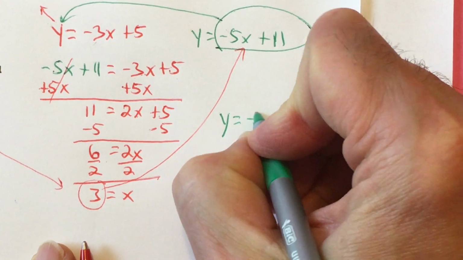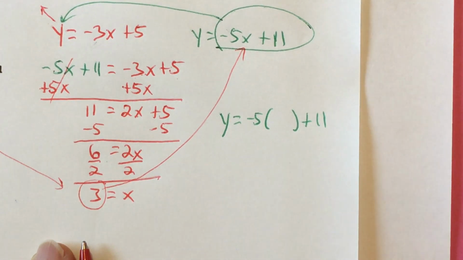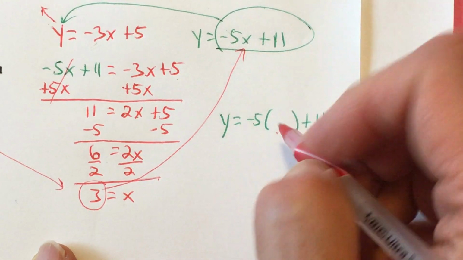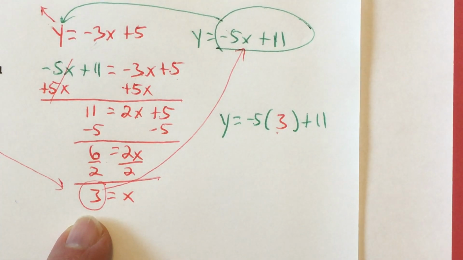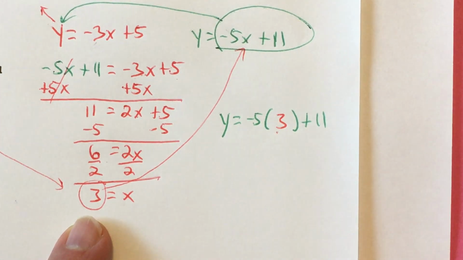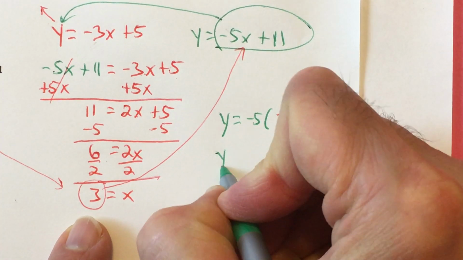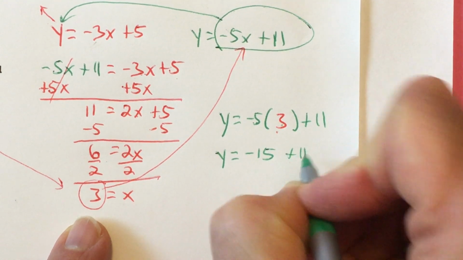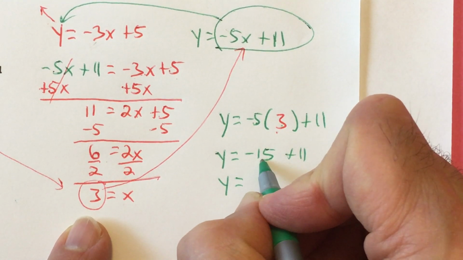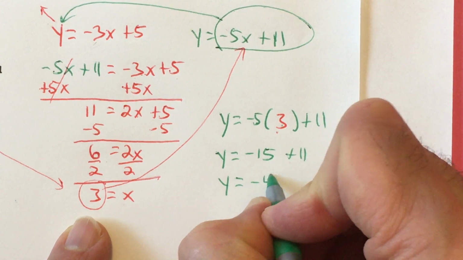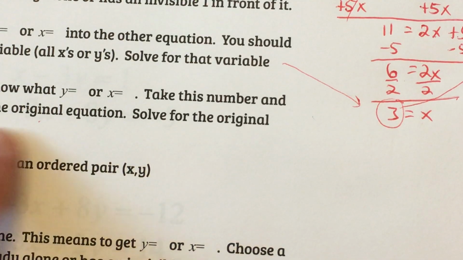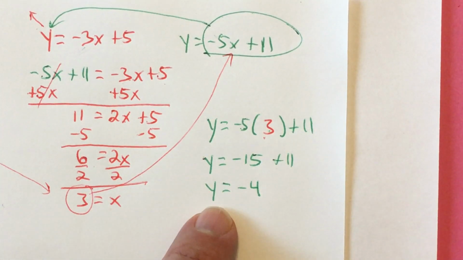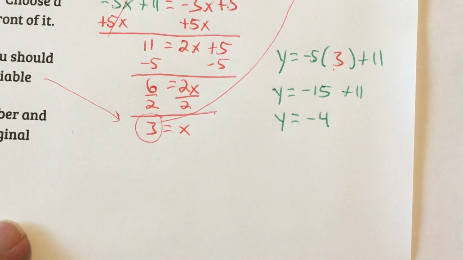And I'll write it like this. y equals negative 5 parentheses plus 11. I like to use parentheses so I can remember to take the x out and replace it with what it equals. The x is gone. y equals negative 5 times 3 plus 11. y equals negative 15 plus 11, negative 4. Solve for the original variable, that's the y. Remember the original variable up here was y equals. We now know y equals negative 4. There's our answer.